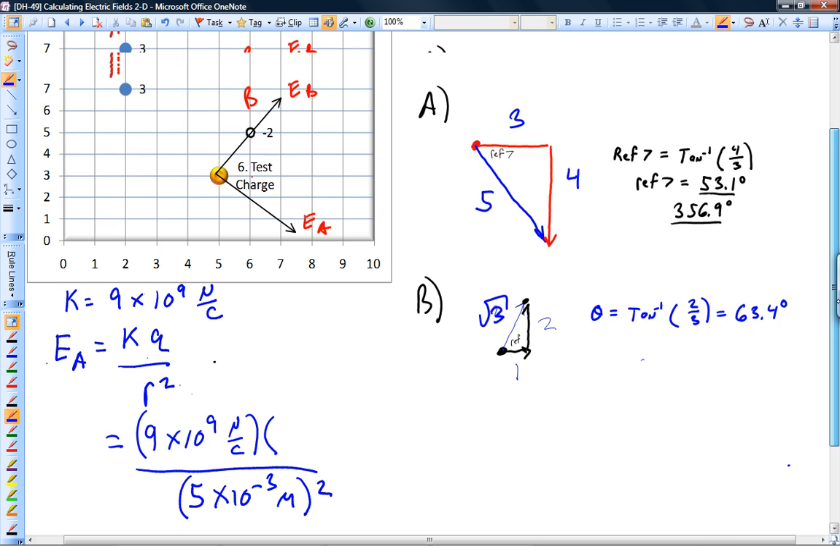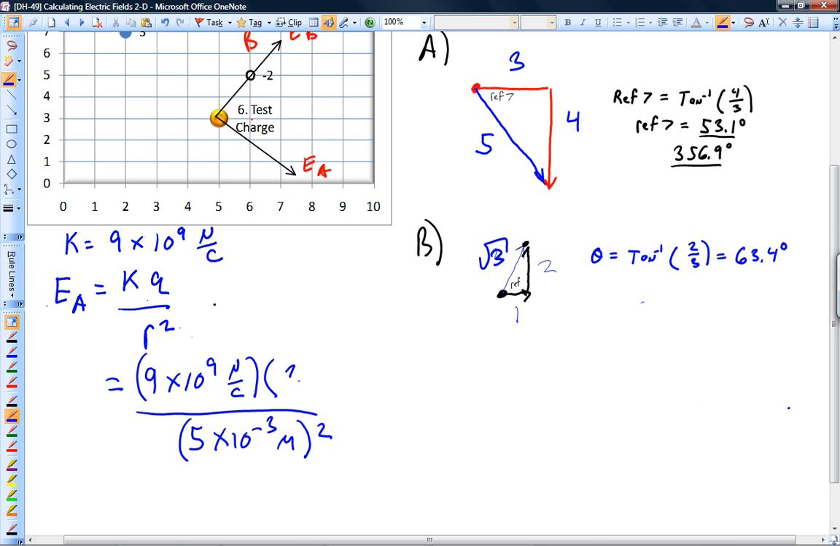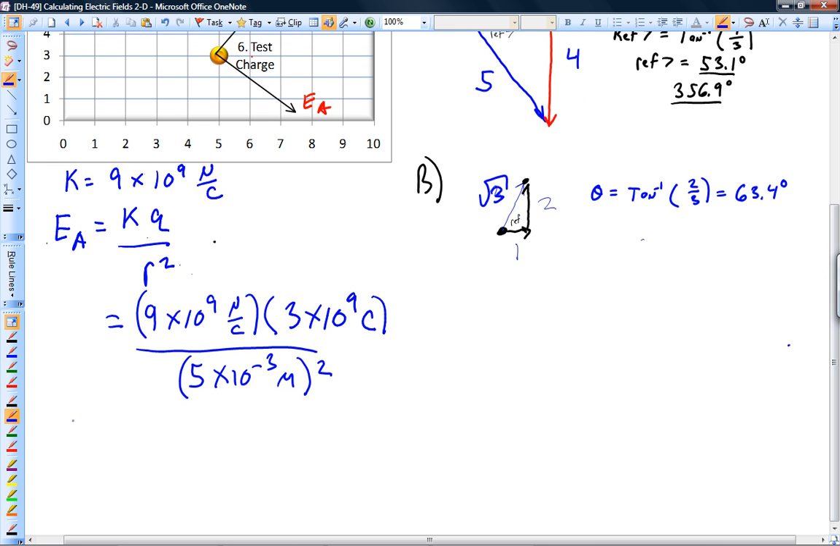And that's going to be a charge of 3. It's nanocoulombs, so it's going to be 3 times 10 to the negative 9 coulombs. That's probably a place where many students make a mistake. So if the answer you get looks exactly the same as mine, but the power of 10 is off, chances are you didn't take the prefixes into account. So when you plug that in, I got 1.08 times 10 to the 6 newtons per coulomb.